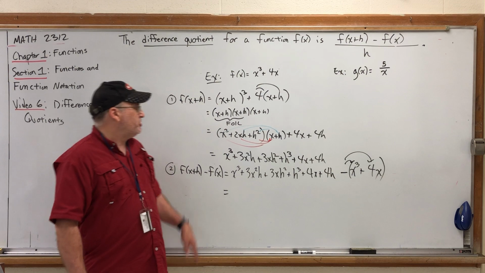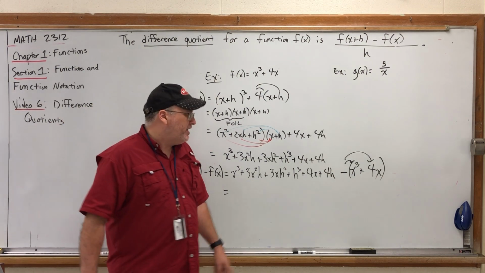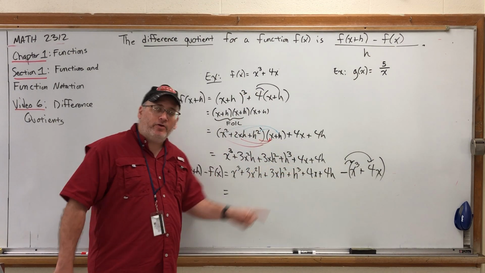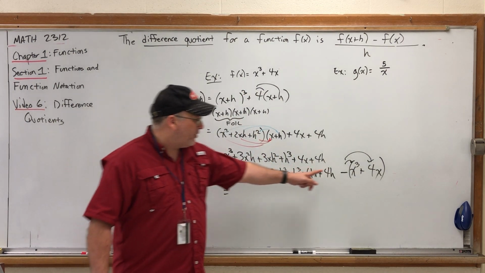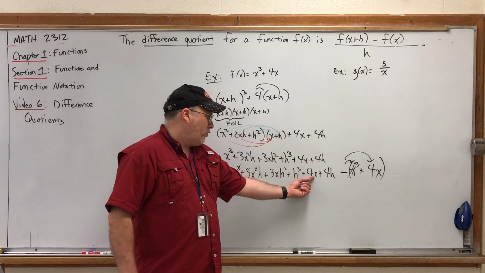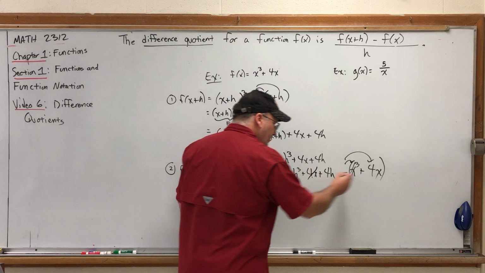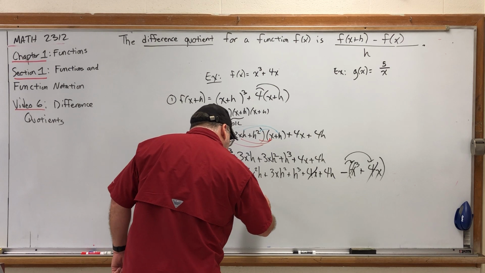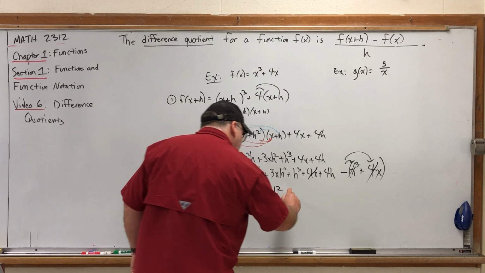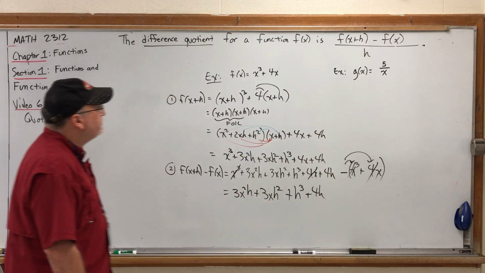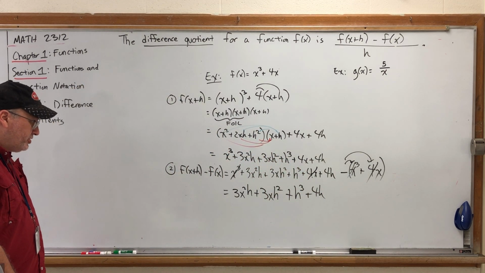What usually happens, especially when your function is a polynomial, is that every term over here that's being subtracted will cancel with something over here. For example, x to the third power minus x to the third power cancels, and 4x minus 4x both cancel, leaving us 3x squared h plus 3xh squared plus h cubed plus 4h. And that's all there is to do in step 2. There's no other like terms to combine.